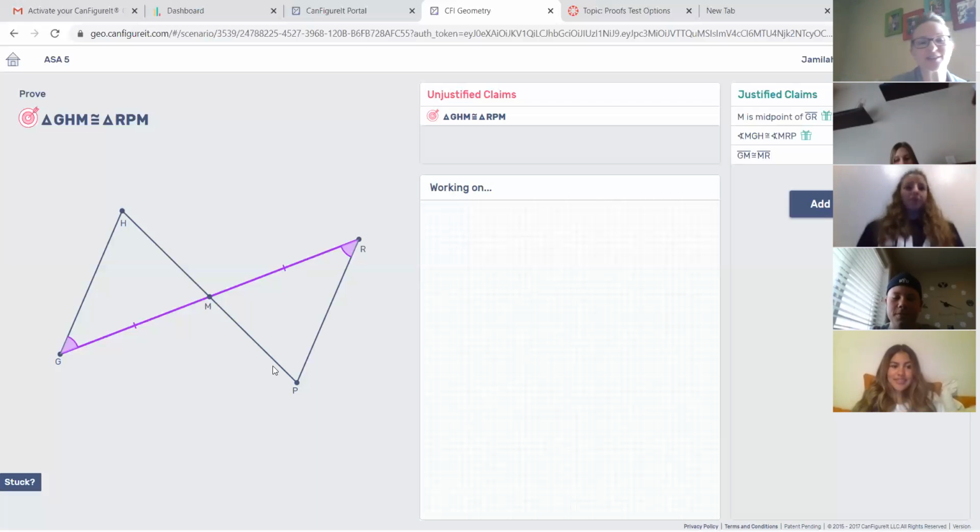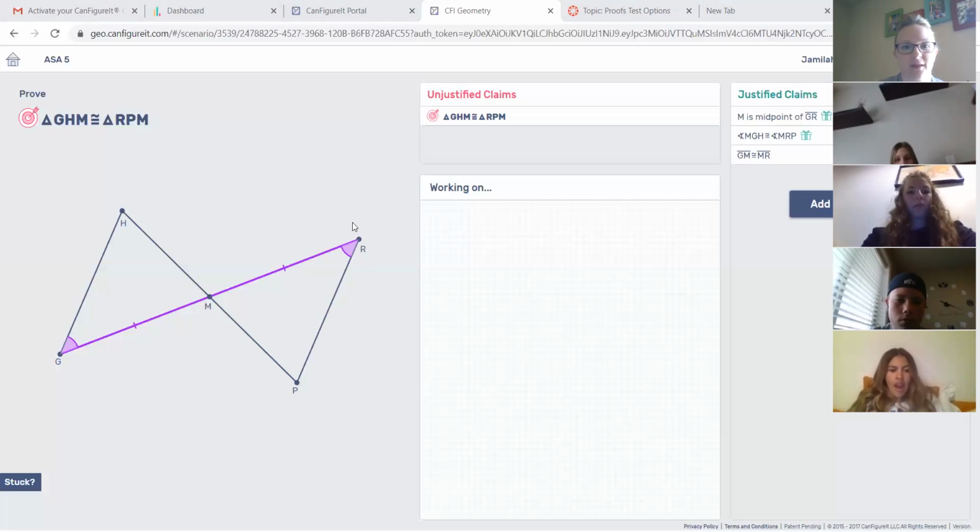Okay, so something more mathematical than HM looks like it might be the same as MP. What about the other side? I don't know really anything about GH or RP. What about other angles? Are there any other angles in the picture that might be congruent?